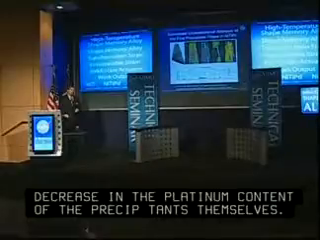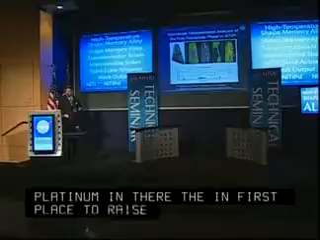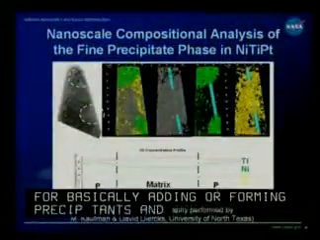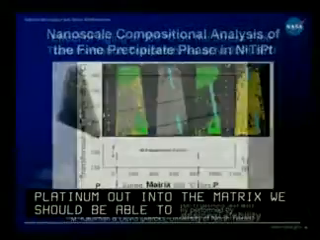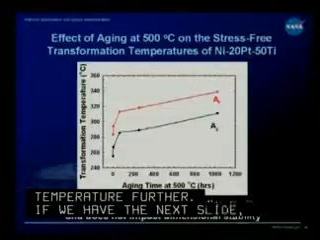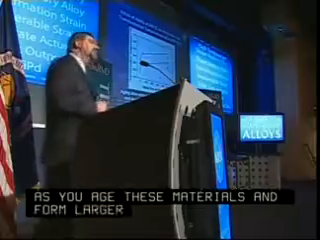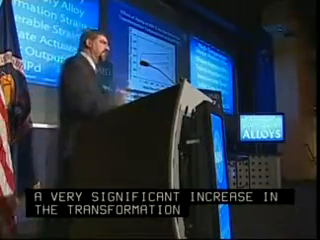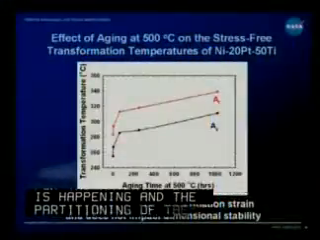But that would actually lead to something that would be very useful, because we put the platinum in there in the first place to raise the transformation temperature. So if we're basically adding or forming precipitates and then kicking platinum out into the matrix, we should be able to increase the transformation temperature further. So if we have the next slide, that's exactly what you see. As you age these materials and form larger precipitates, you get a very significant increase in the transformation temperatures for the material because of what's happening in the partitioning of the platinum from the precipitate phase to the matrix itself.